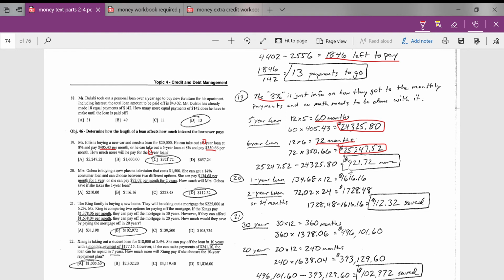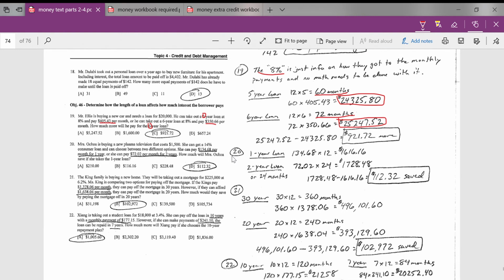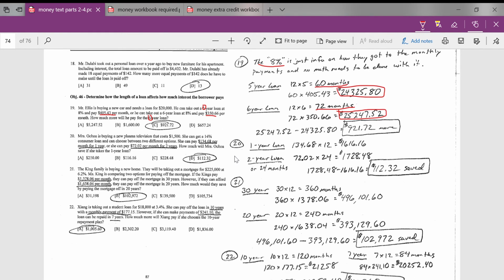But that's why people take loans, because they can't afford it all at once, or they can't afford a certain amount at once. The rest of the problems are going to be very similar to this. We'll walk through them quickly here.